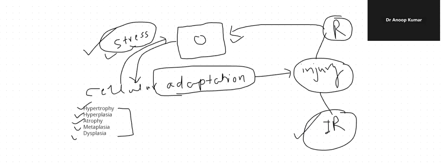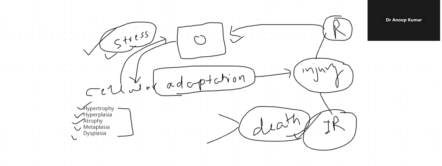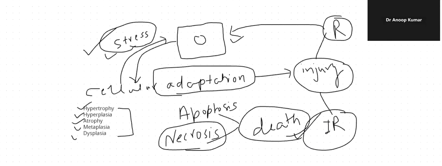So irreversible cell injury means it's cell death. Cellular death. Cell death happens through two mechanisms. One is apoptosis, and another one is necrosis. So there are two mechanisms by which cellular death can happen: apoptosis and necrosis, right?